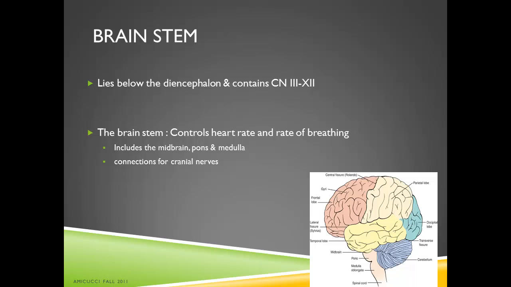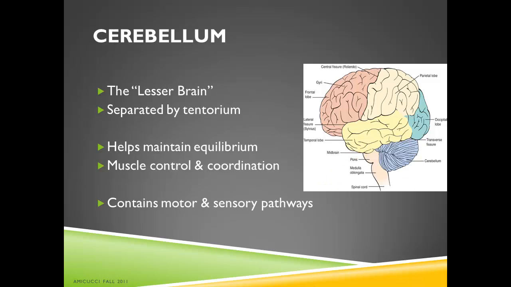Brainstem lies below the diencephalon and contains cranial nerves 3 through 12. The brainstem controls the heart rate and rate of breathing, includes the midbrain, pons, and medulla, and connections for cranial nerves. If there is a herniation of the brainstem, the patient will most likely end up on a ventilator as a result of that injury. The cerebellum, the lesser brain, separated by the tentorium, helps maintain equilibrium and balance, muscle control and coordination, and contains motor and sensory pathways that affect balance.